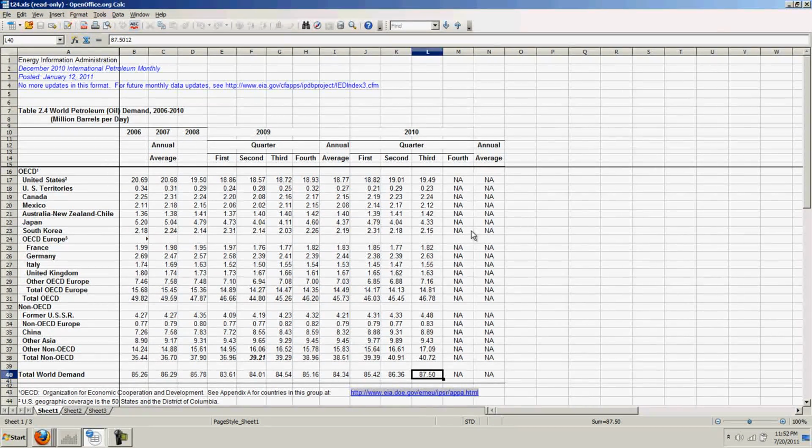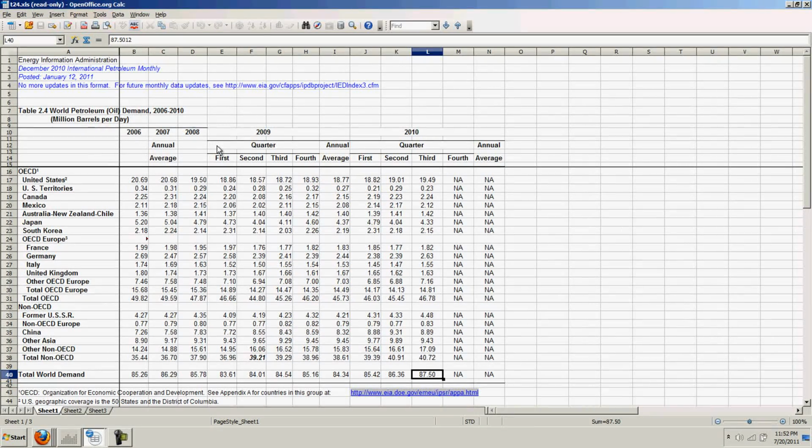I'm using a rough estimation. It may be a little high, it may be a little low, I'm not sure, but I'm going to use 100 million for the third quarter of 2011 based on the increased usage in China and India. So we're going to say that basically this is usage per day of oil. This is world oil demand.